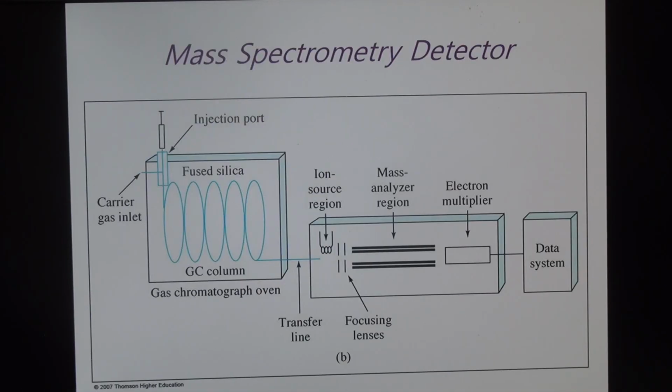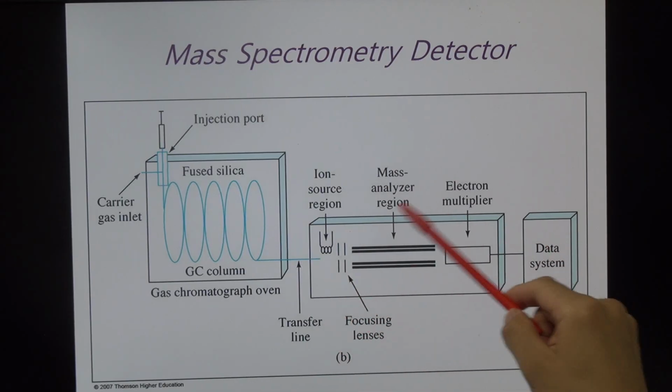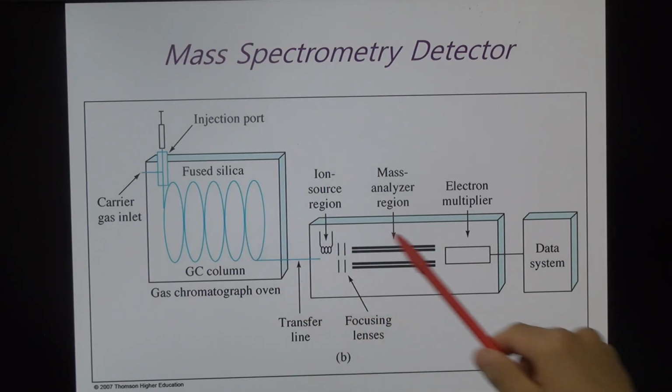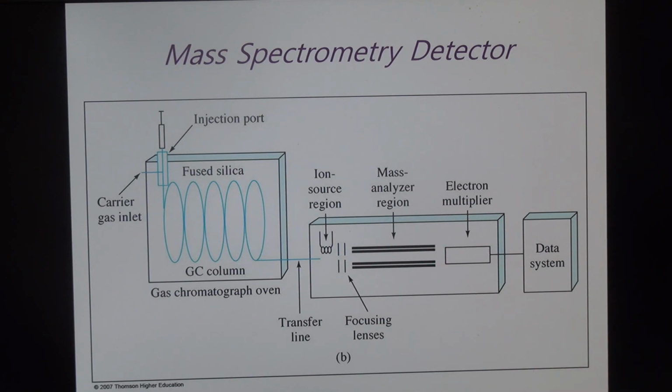Lastly, mass spectrometry detector. We also learned about the mass spectrometer, right? So basically here shows the mass analyzer. So we can also detect the mass of the analyte. So by combining GC and mass, we can increase the detectability or sensitivity of the detector.